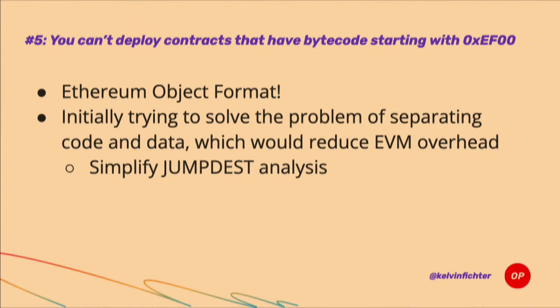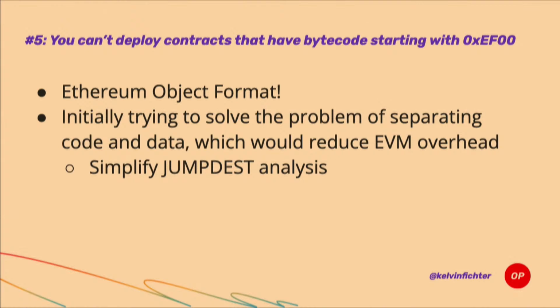But this actually creates problems in the EVM, because every time you do a jump in the EVM, it has to figure out, is this somewhere I'm legally allowed to jump to in your code? And in order to do that, you have to check, is the thing that I'm jumping to a JUMPDEST opcode? Basically we can eliminate a lot of this analysis by explicitly separating code and data. But you can use this Ethereum object format to do a lot more interesting things.